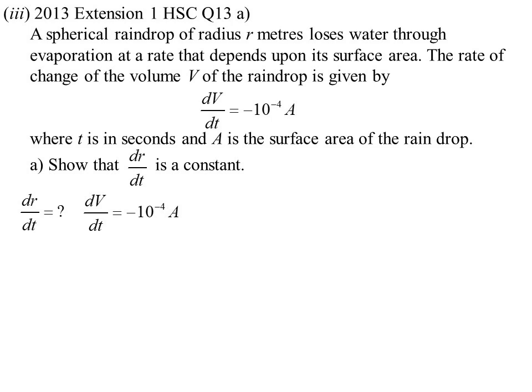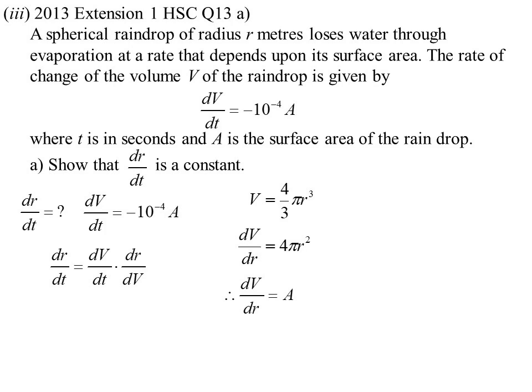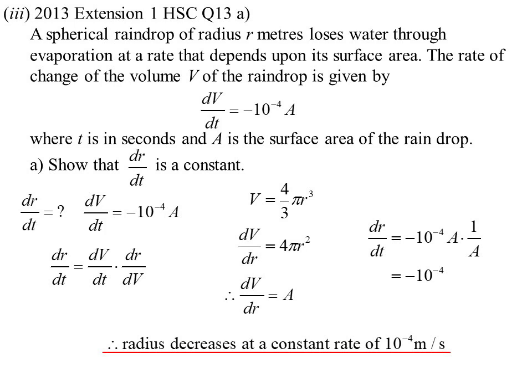We've been given dV/dt. Can I link volume and radius? Well, yeah, I can. Volume's 4/3 pi r cubed. So dV/dr is 4 pi r squared. 4 pi r squared is the formula for surface area. So that's A. They told me A was the surface area. So I can just, bang, jump straight to A. Now, remember we're trying to show that dr/dt is a constant. So dr/dt is, subbing in now into our formula that we've got there, A eliminates, and we end up with a constant, minus 10 to the power of negative 4. So yes, the radius does decrease at that constant rate.